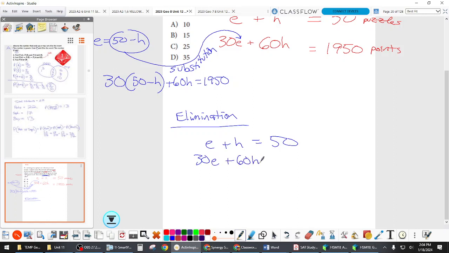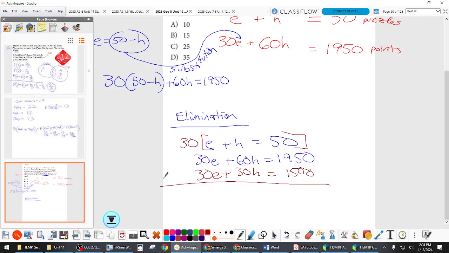Again, you don't need to do both of these methods, just one of them. Okay, we need to have one of these two variables have the same coefficient as the other equation. And I already said you shouldn't get rid of H because you're solving for H. So let's get rid of E, which means I need to multiply this first equation by 30 so it matches the other equation. Everybody remember doing this? Okay. So we get 30E plus 30H equals 1500 when we multiply all the way across. How are we going to get rid of these? Do we add or subtract? Subtract. Okay, so the E's are gone. 60 minus 30 is 30.